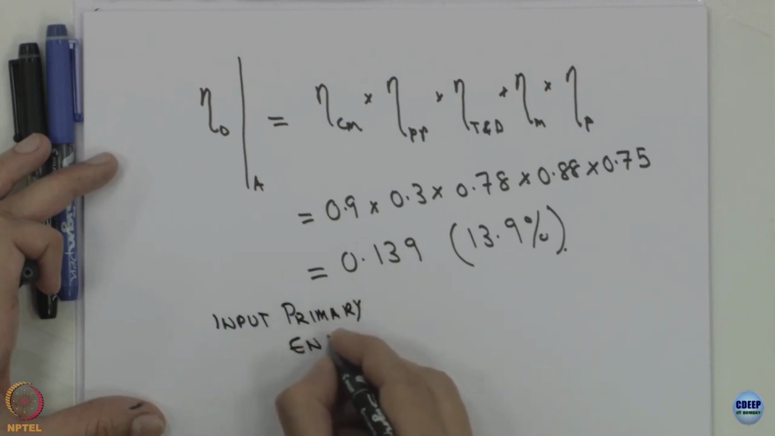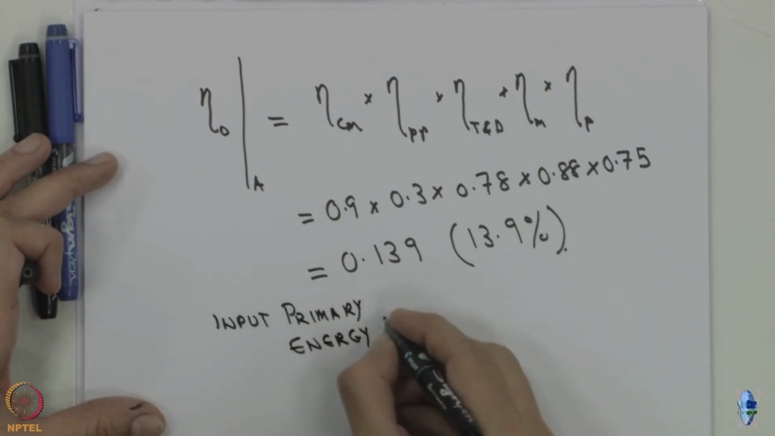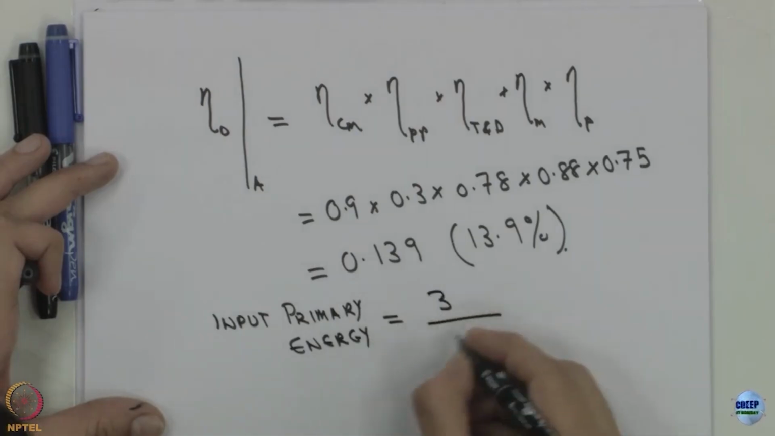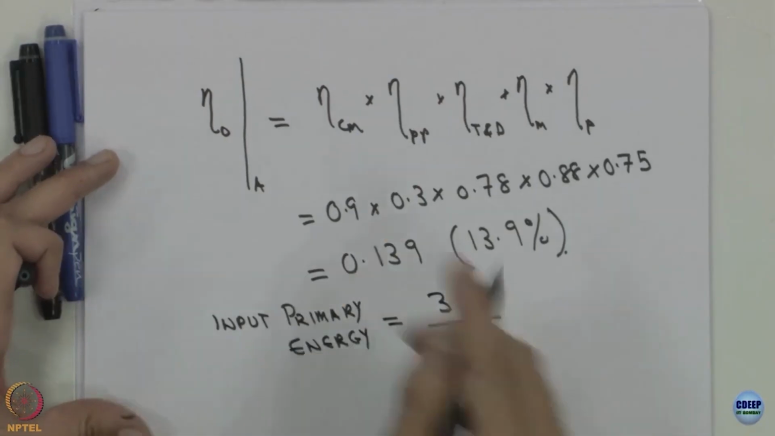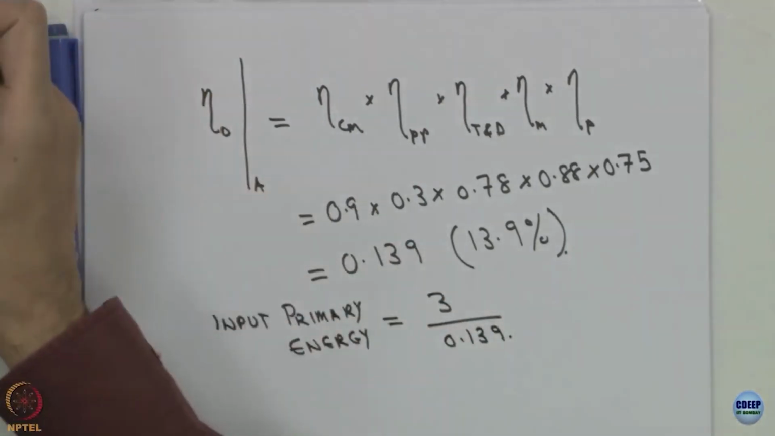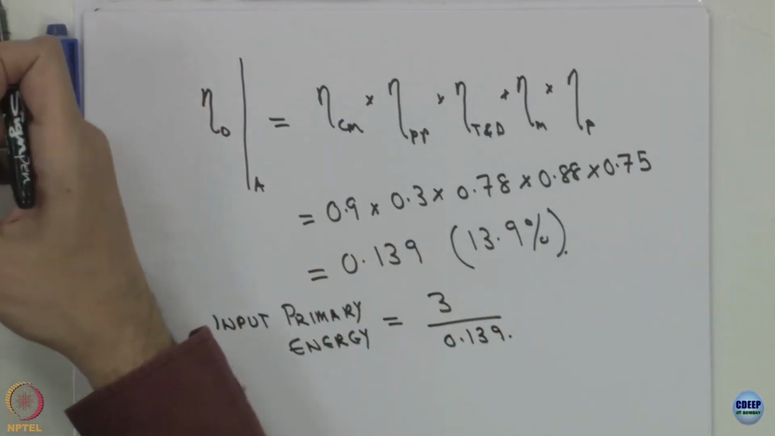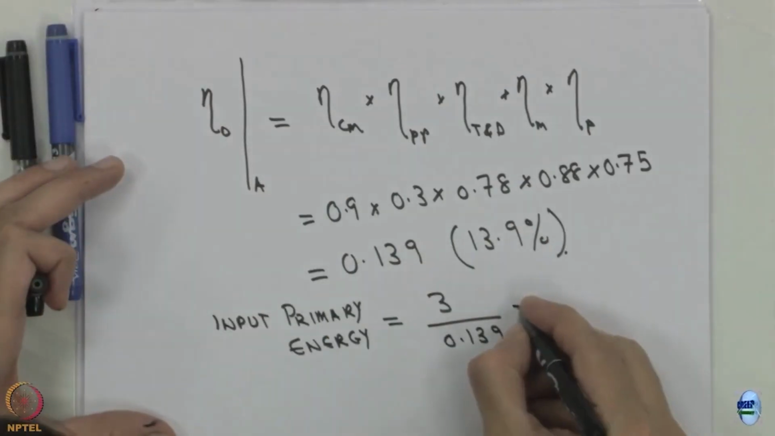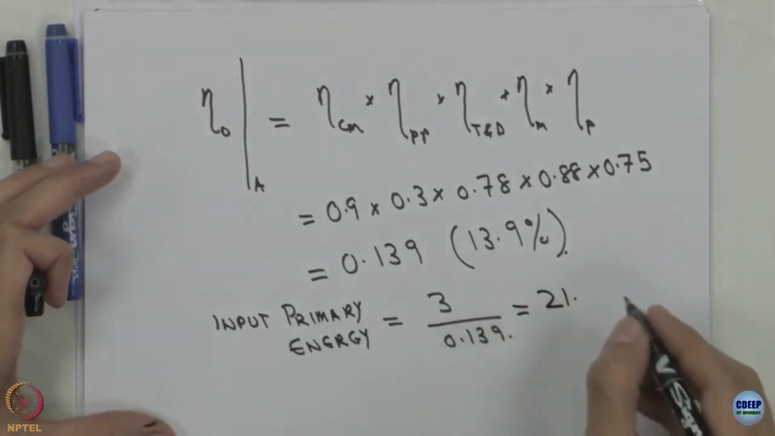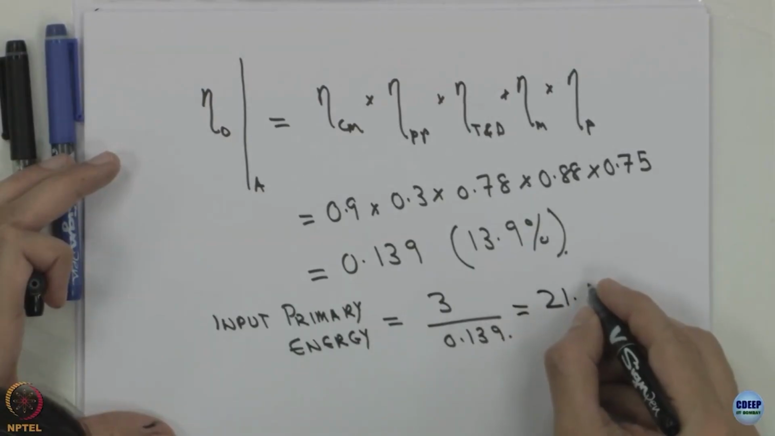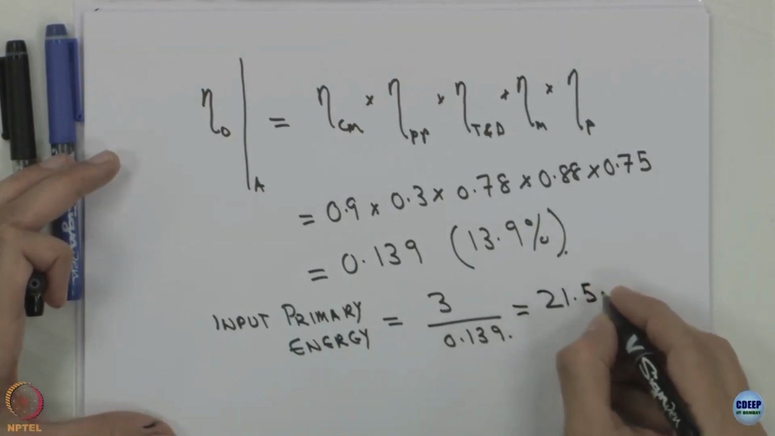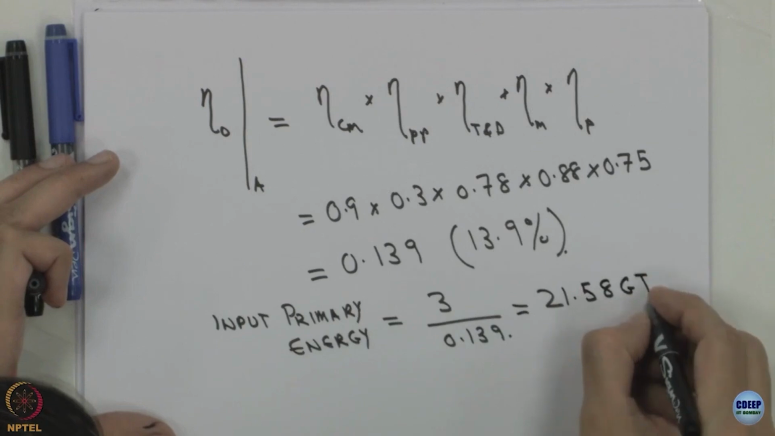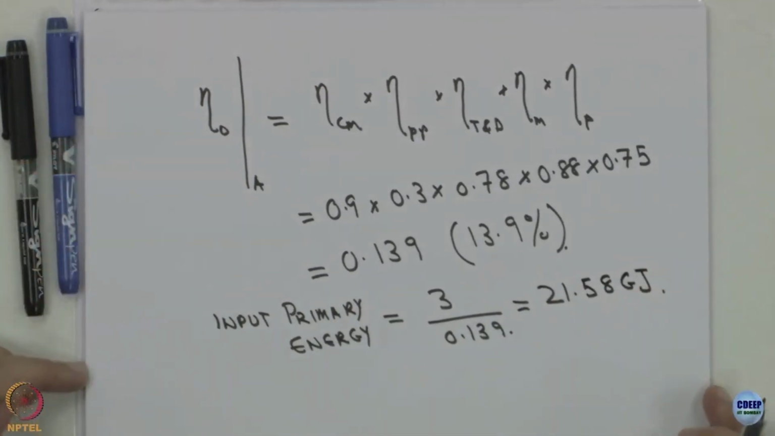Primary energy input, this is going to be 3 gigajoules divided by 0.139, and you can calculate this as 21.58 gigajoules. We can also convert this into the amount of coal that is being used.